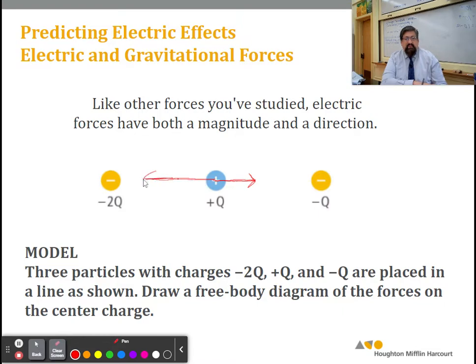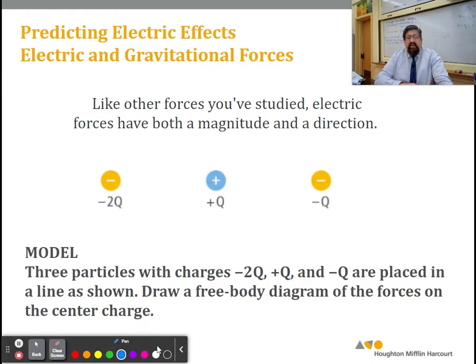So what's happening to this particle in the center is it's being pulled to the right and to the left, but it's being pulled to the left with twice as much force. And so the net force is going to be, if we add these two vectors together, let me change colors to represent net force. The net force would be to the left, and it would be with the same magnitude as the force to the right, or half the magnitude of the force to the left.